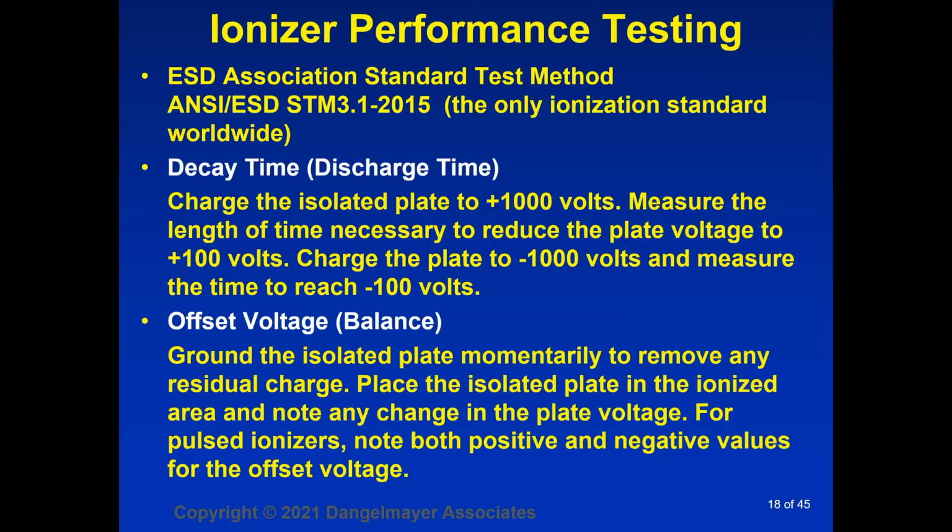Now, we're also concerned about the balance of the ionizer, because if an ionizer is out of balance, it can actually charge objects that are nearby it. So we don't want that to happen. So to measure the ionizer balance or offset voltage, we ground the isolated plate momentarily to remove any residual charge. And then we place the isolated plate in the ionized area and note any change that occurs in the plate voltage. Is the ionizer going to induce a charge on the isolated plate? Now, for pulsed ionizers, it's normal for the voltage to swing between positive and negative values, so when we're testing pulsed ionizers, we're going to write down the peak positive voltage and the peak negative voltage and call that the offset voltage.